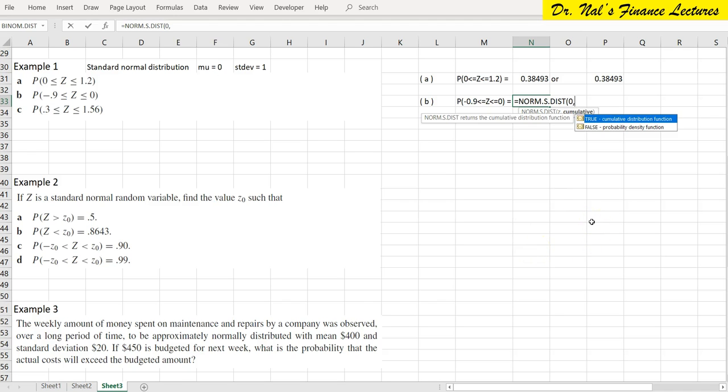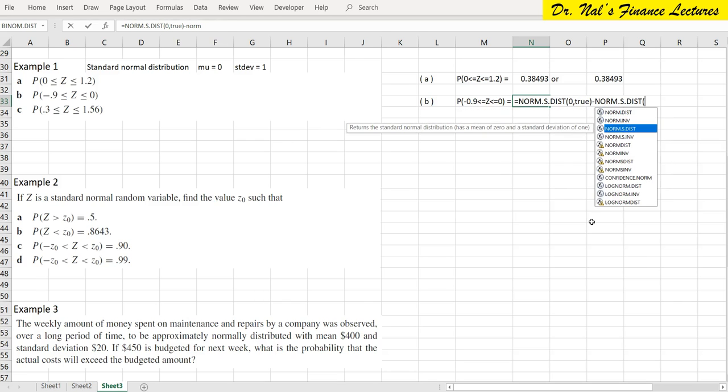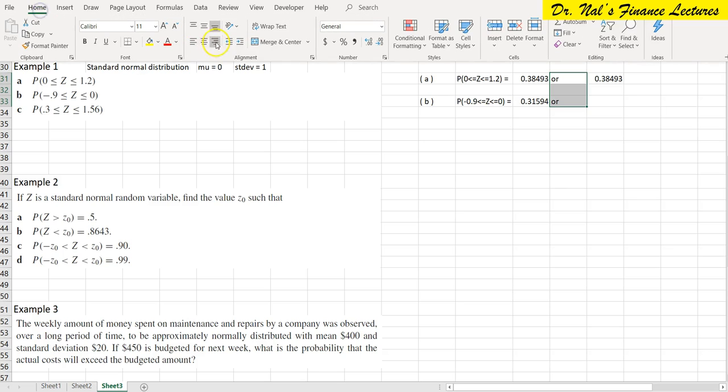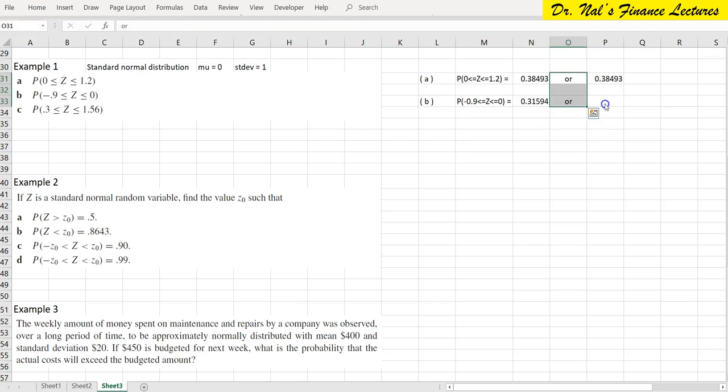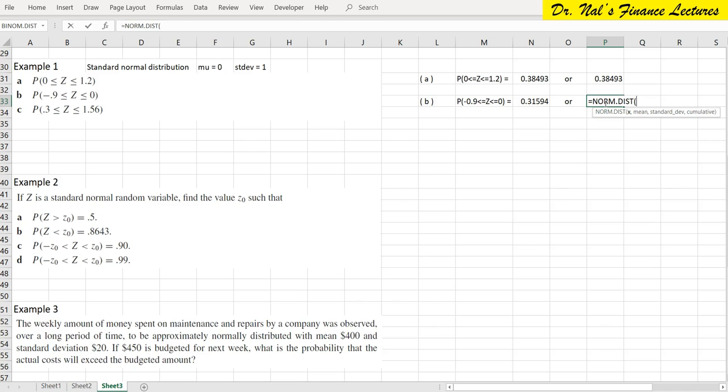0 here, true gives you the cumulative. Norm.s.dist again, minus 0.9, and then again true. That's it. So that's the answer. Or let's write it by just using the norm.dist directly. So it would have been a bit longer, but we could have done the problem like that as well.